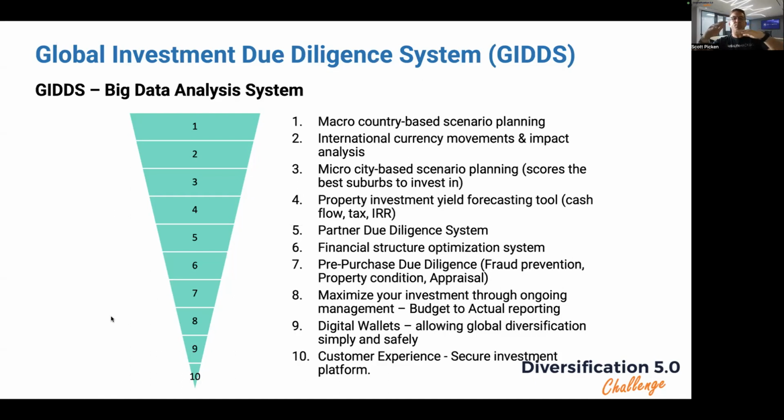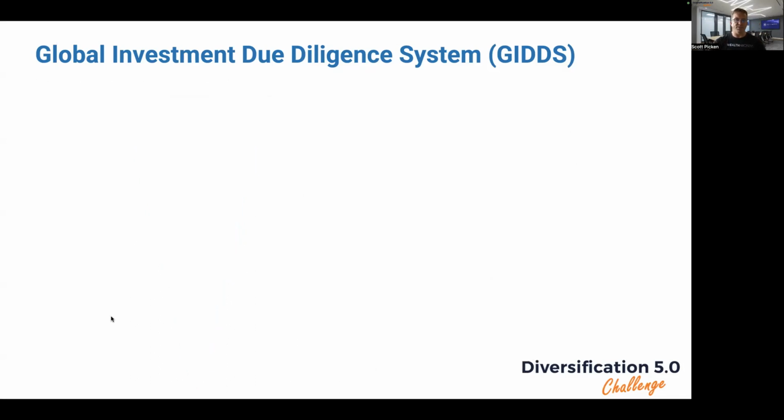And then we start to get to what are the different property sectors we want to be in? And then we find the partners. And then it's about the financial structuring and due diligence, the pre-purchase due diligence on the deal. It's about maximizing the investment. So again, it's 20% of buying a property is buying it up front. 80% is actually owning the property and sweating the asset. It's about the digital wallet, so you can get all the distributions and everything. And ultimately, it's about a secure investment, long term in terms of the process.